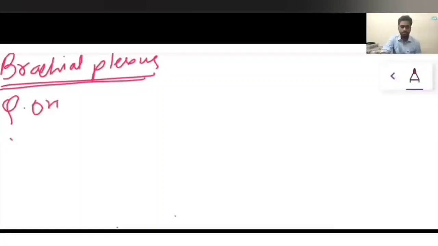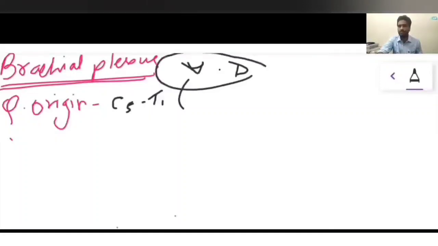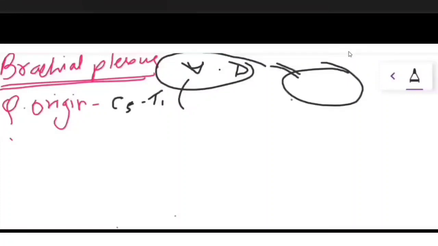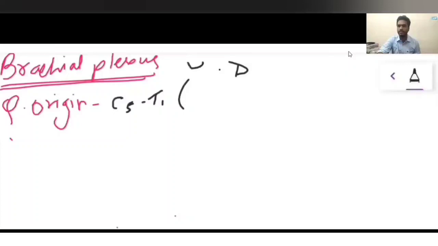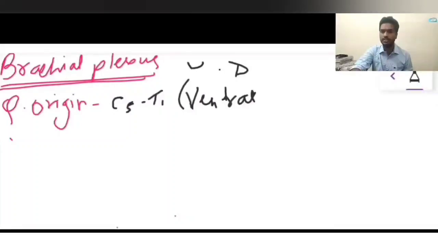nerves. A very commonly asked question is, what is the origin of the brachial plexus? It originates from C5 to T1, the root or the origin. But nowadays, it's not such a simple question. They ask which rami, ventral or dorsal. Suppose this is a spinal cord, and it has ventral and dorsal roots. The brachial plexus originates from the ventral rami of C5 to T1.